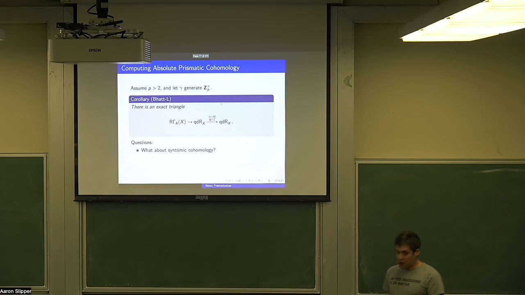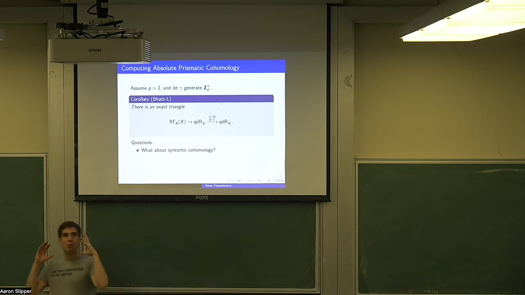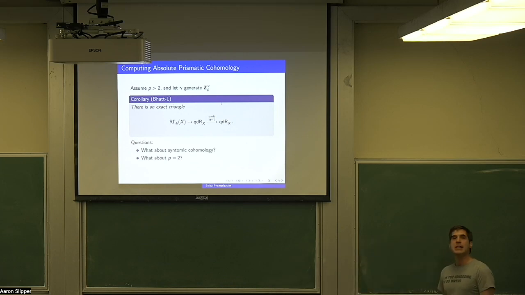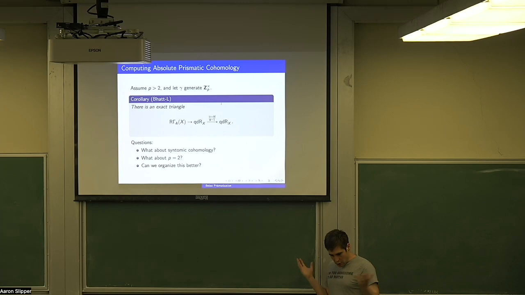What if you're not interested in prismatic cohomology, but you're interested in syntomic cohomology? This is a story about Z_p prism, but what about Z_p syn? What if you're interested in the prime p equals 2? Then the theorem that I stated on the previous slide is definitely false when p equals 2, and this application of it doesn't make sense either because Z_2^* is not topologically cyclic. And even if you don't care about those things, maybe can we understand better what's going on here? Is there some more geometric way of organizing the reduction of prismatic cohomology to de Rham cohomology?